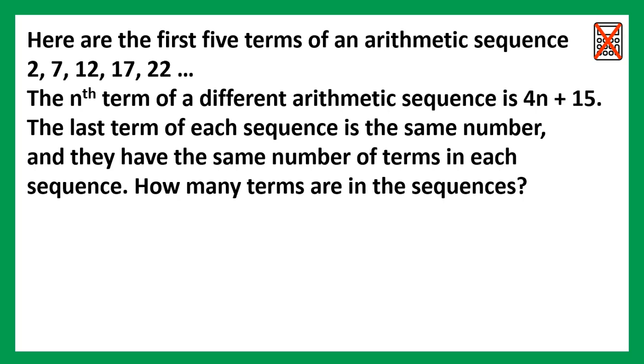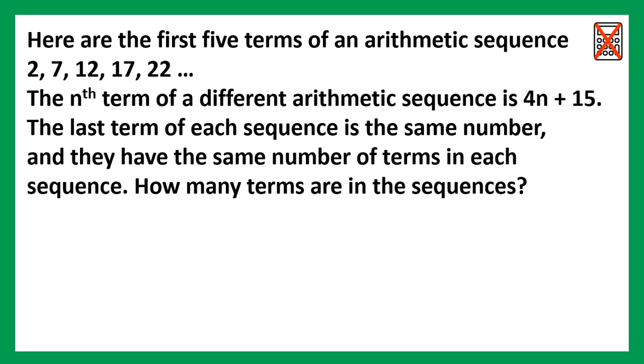On to the advanced question, one of the trickier questions that you're likely to find on this topic. Here are the first 5 terms of an arithmetic sequence. The nth term of a different arithmetic sequence is 4n plus 15, and then it gives some criteria. The last term of each sequence is the same number, and they have the same number of terms in each sequence. How many terms are in the sequences?